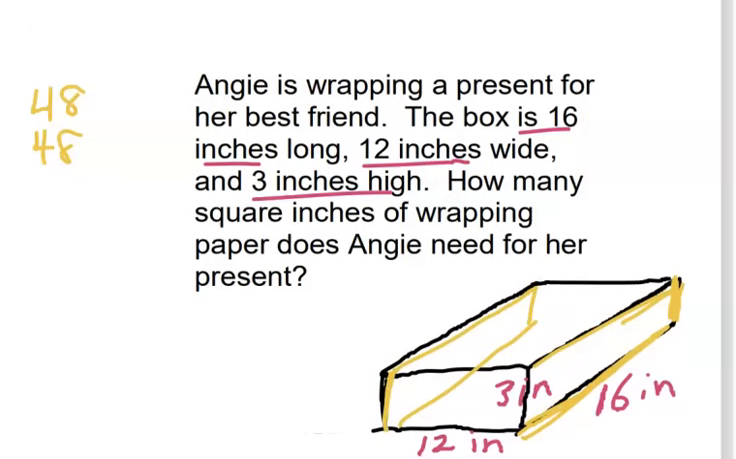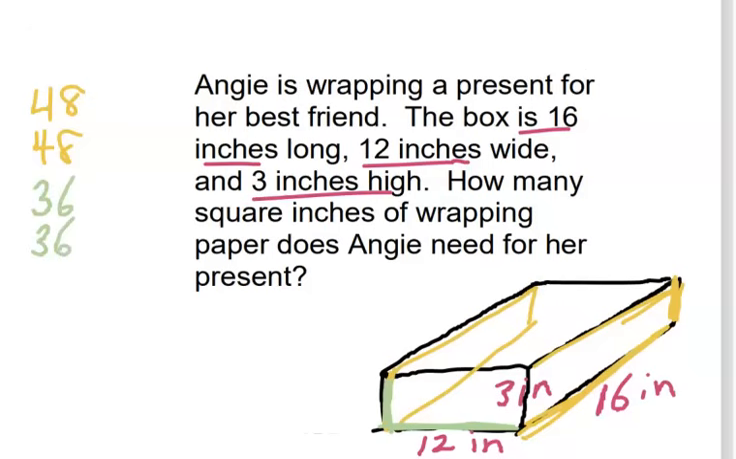So we got those two so far. And then let's do the front and back. Well, this is 12 by 3. 12 times 3 is 36, right? We have to write that down twice. Why is that? Because that's the front and the back.